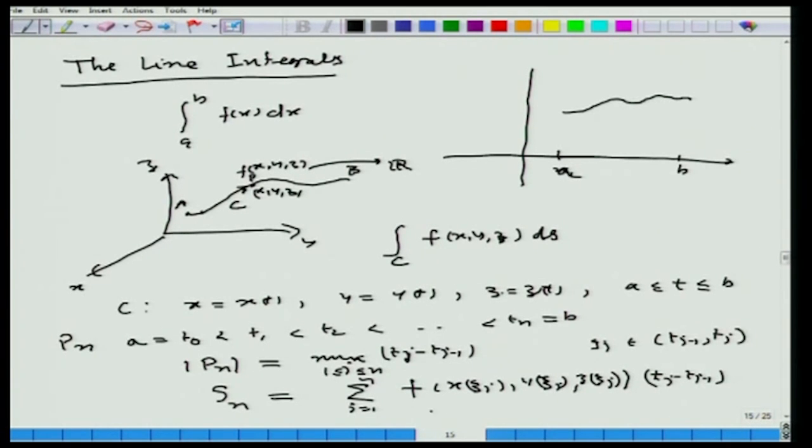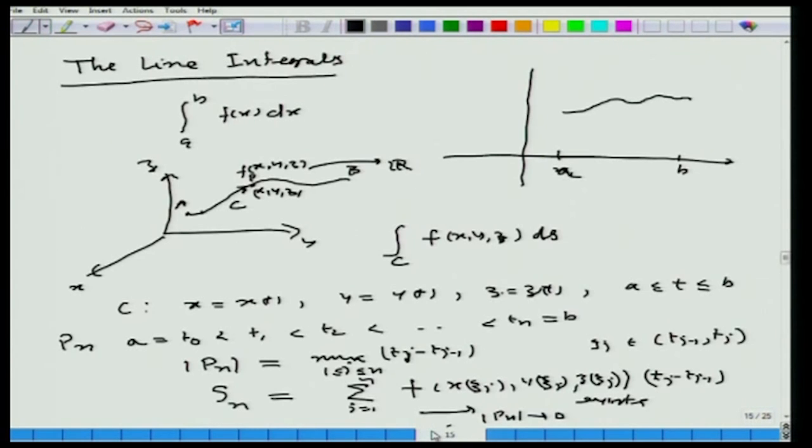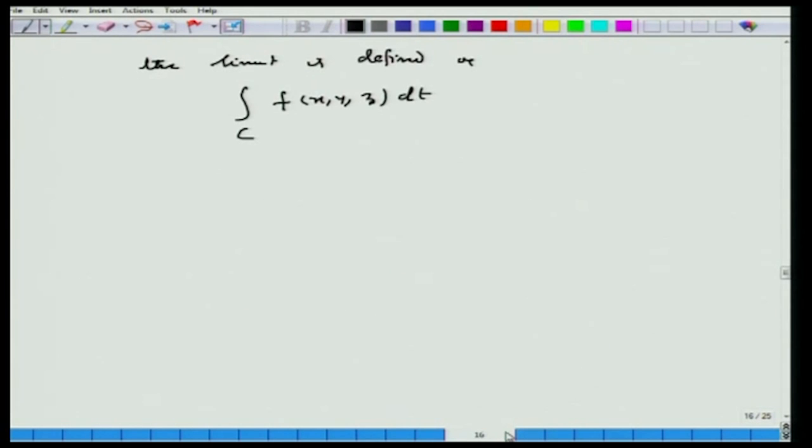times t j minus t j minus 1. Now, if this limit exists as mod P n tends to 0, that is, as the size of the partition, the largest length of the subintervals, tends to 0, we define the limit as the integral over C of f of x, y, z dt. So x, y, z are functions of t, and this is defined in the sense of Riemann. If this limit exists, then we say that this line integral exists.